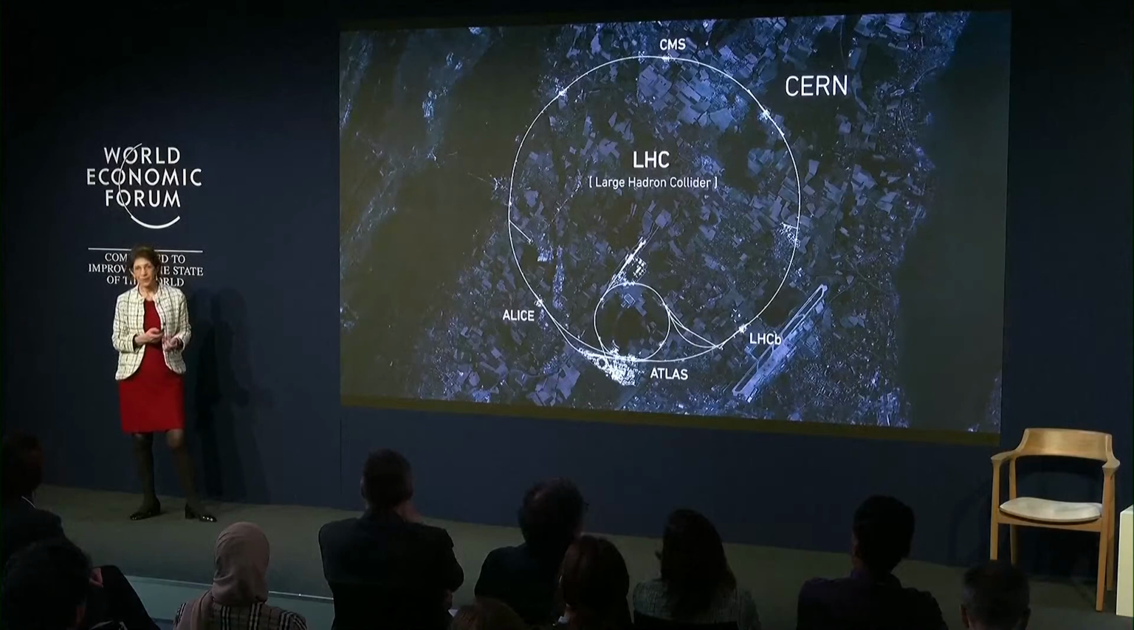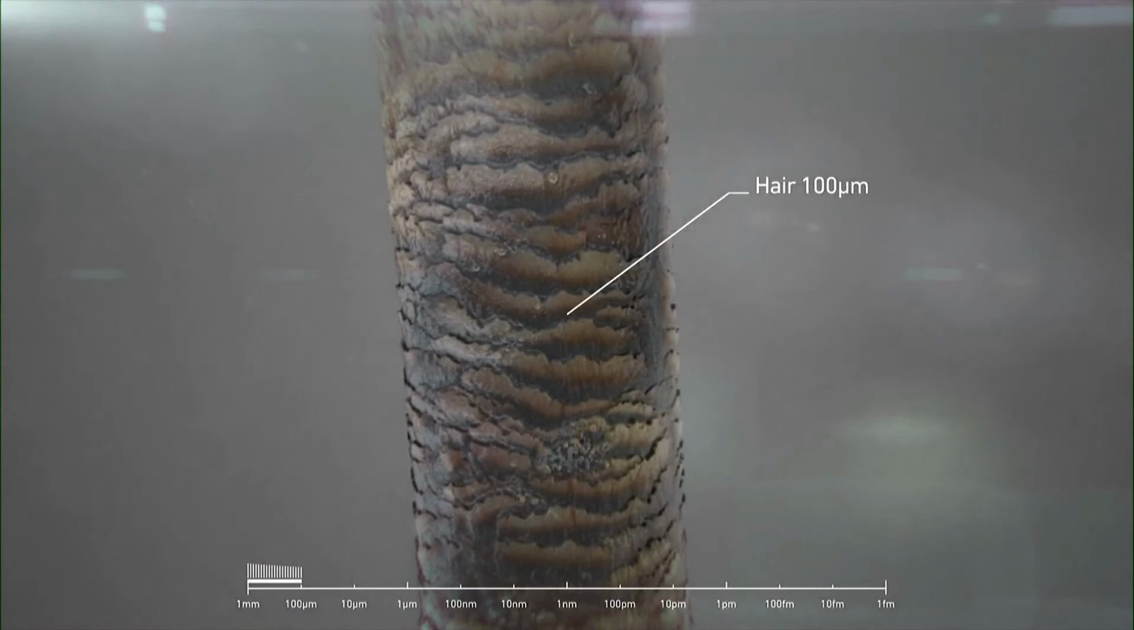So let's start from something that we know, a human hair. Okay, this is a human hair. So the size is 100 microns, so 1/10 of a millimeter. A micron is 1/1,000,000 of a meter.